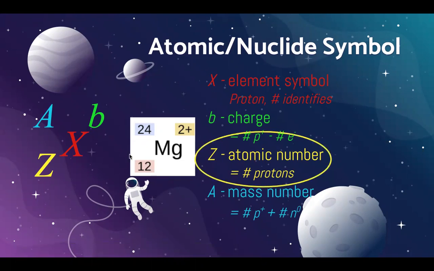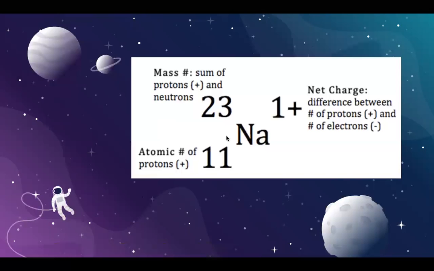So don't get the nuclide symbol confused with what you see on the periodic table, because different periodic tables show it differently. But if you were looking at a nuclide symbol, it would be on the bottom left, and that is where you would find the atomic number, which tells us the number of protons. Again, atomic number is the number of protons.